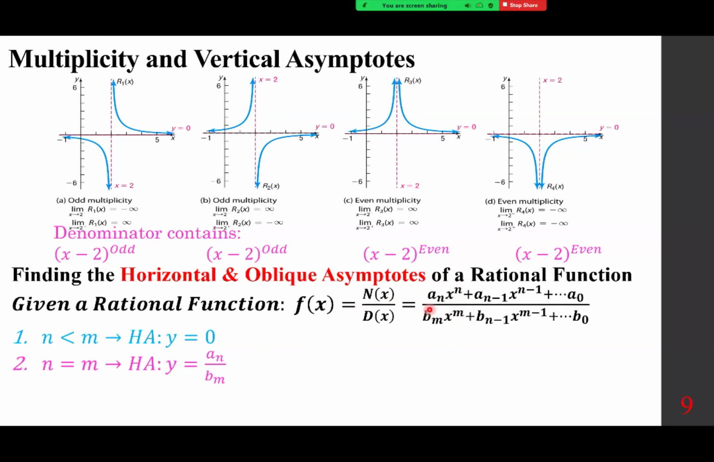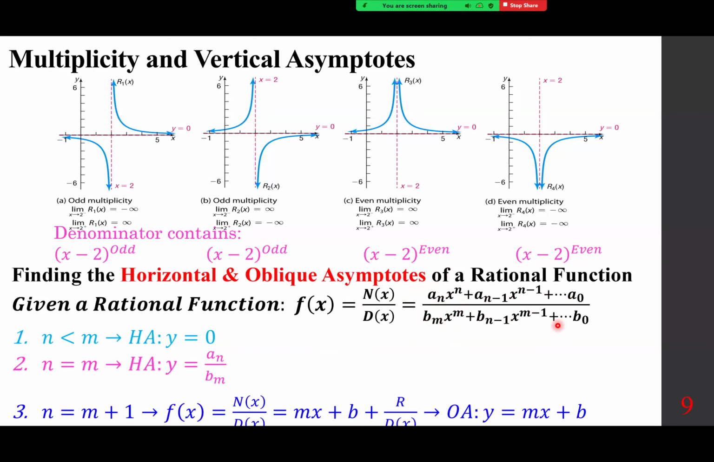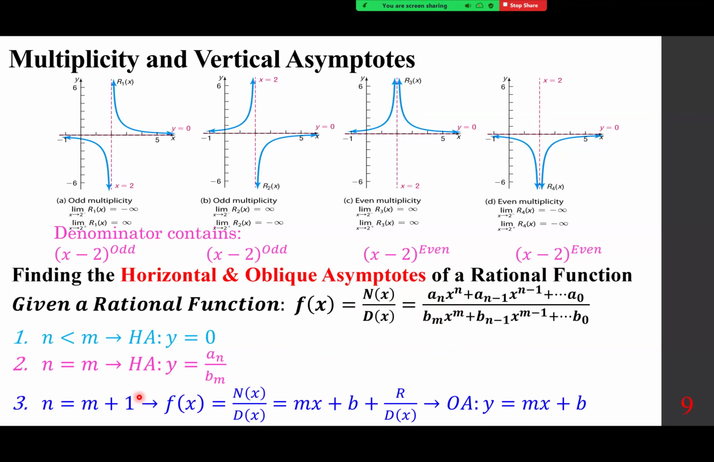So the leading coefficients, a sub n over b sub m, y equals that, equals the horizontal asymptote. If the degree of the numerator is larger by precisely and only 1, then you can divide, long division or synthetic division, and you get a first degree quotient, mx plus b, with some remainder over d of x. Oblique asymptote is the quotient, y equals mx plus b. Those are the methodologies.